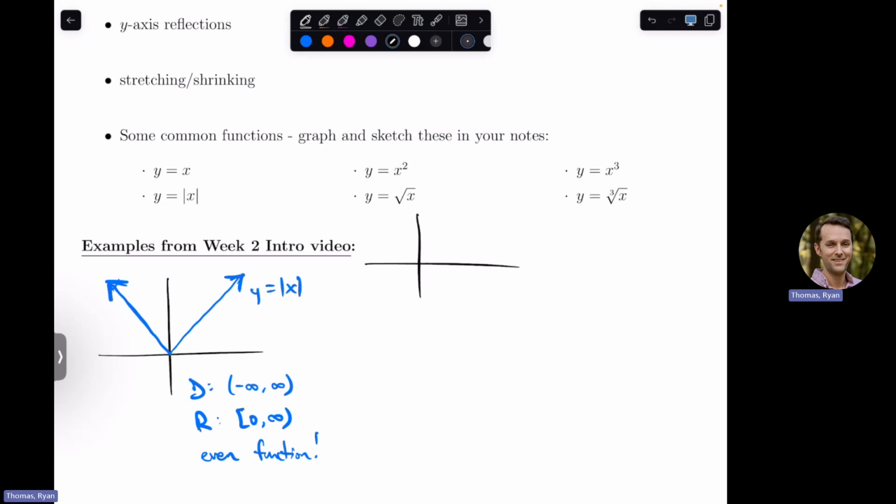Okay, the square root looks like that. What's the domain of a square root function? Again, it looks like that. Based on nothing else but the graph, where does it start? 0, and where does it go from there? Yeah, off to the right.